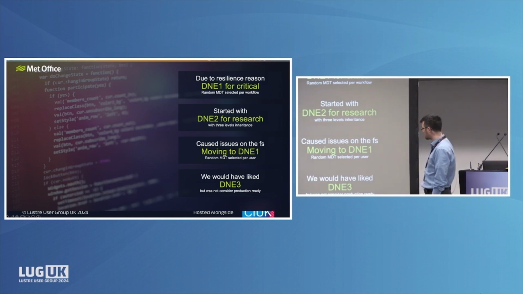We started using DNE2 for research, where the users were like, we have DNE2, so striping for multi-metadata, and we use an inheritance of 3. After 3 it was using normal DNE1. But we hit some roadblocks, some issues, where we lost completely the research file system because one of the metadata servers got in a pickle, and that's not something we can afford. So we are starting to move everything to DNE1, and we are just using a random selection depending on the user, so each user will have their own.